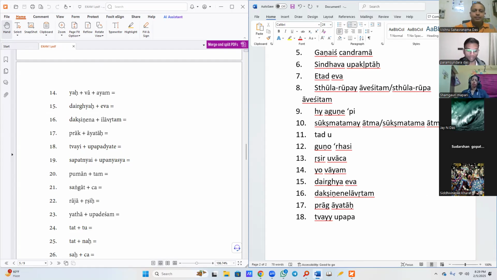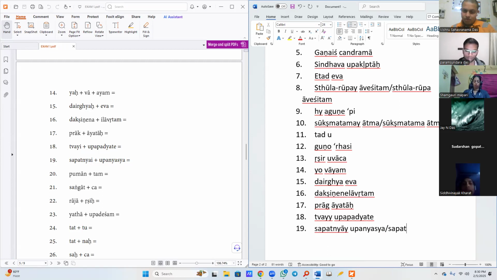And Upapadyate. 19. Sapatnyai Upanyasya. So Sapatnyai, this I becomes I, and ityadi, Upanyasya. And optionally, we get Sapatnya, deletion of ya, and Upanyasya ityadi.